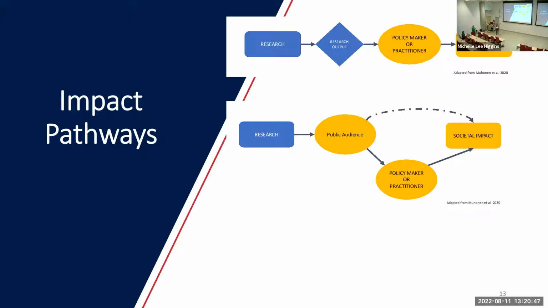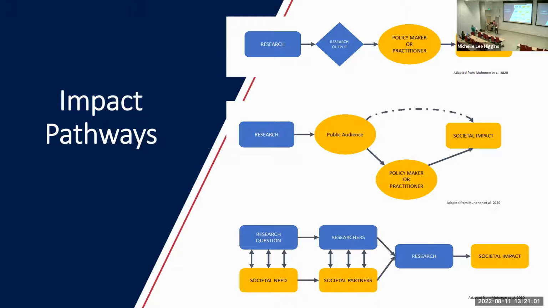The other way is that sometimes the public then puts a little pressure on policymakers, elected officials, and we get policy change that way. So that's another pathway through public engagement. And then the third one, and this is just 3 of the 12, I just wanted a few examples, is much more of this research engagement pathway.